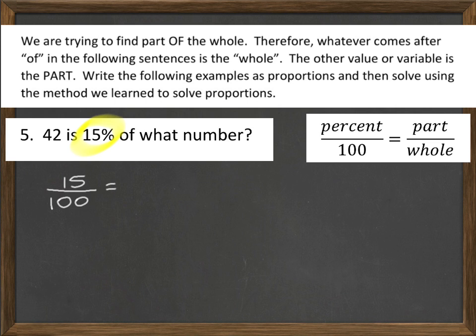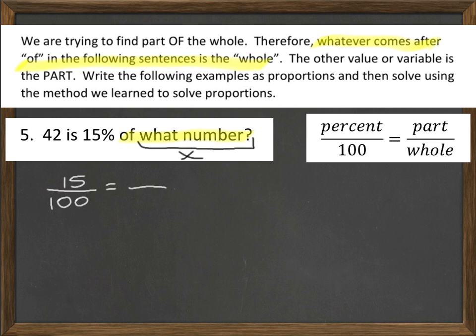Okay, so then the question is, we have a 42 and an x. Does 42 go upstairs, or does 42 go downstairs? That's what we have to figure out. Remember, the key is that whatever comes right after the word of, that's going to be my whole. So it says of what number? So what number, we translate that as just x.